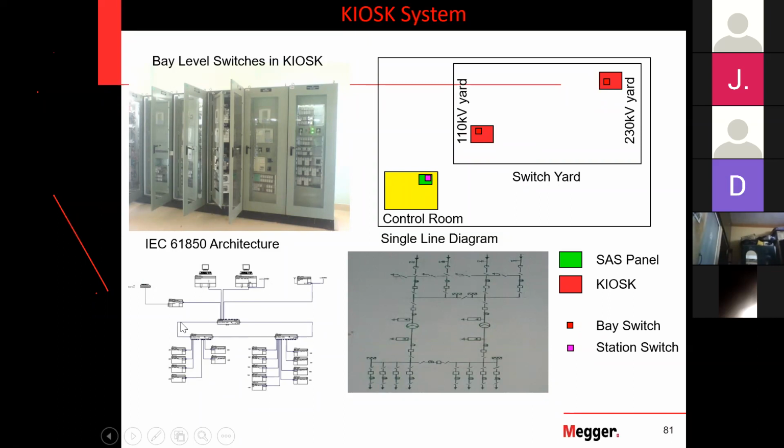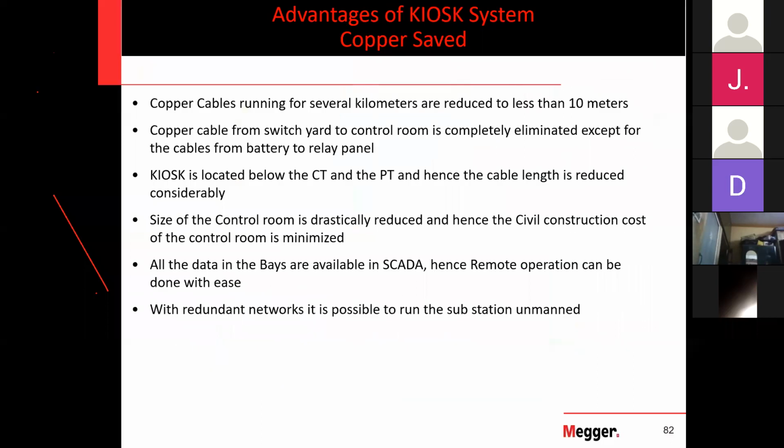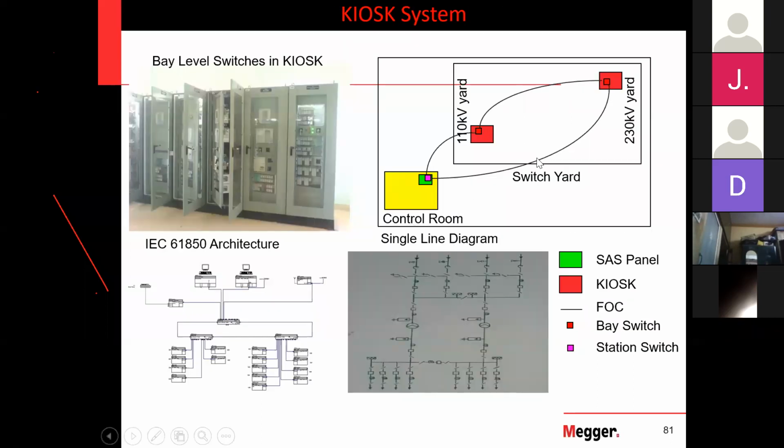Now we have to connect this architecture. How is it connected? Like this. What is this? Fiber optic cable. So from this, what we understand, between the control room and switchyard, copper cable is eliminated and only fiber optic cable is available. So that's a digital substation, because we eliminated the copper cable, eliminated the control panel, and made the system compact. However, we call this a kiosk system.